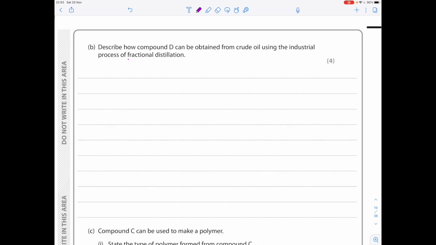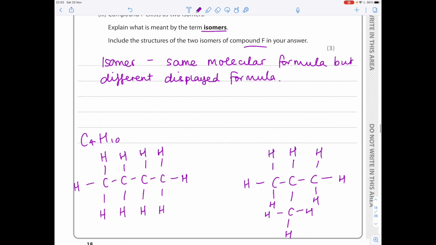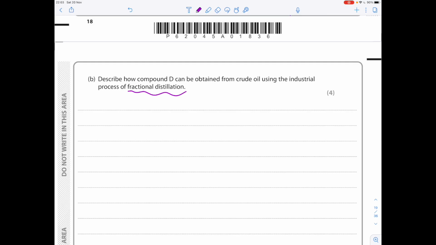Describe how compound D can be obtained from crude oil using the industrial process of fractional distillation. So compound D is C3H8. So remember, we have to heat the crude oil until it vaporizes. Then you pass that vapour into the bottom of the fractionating column.